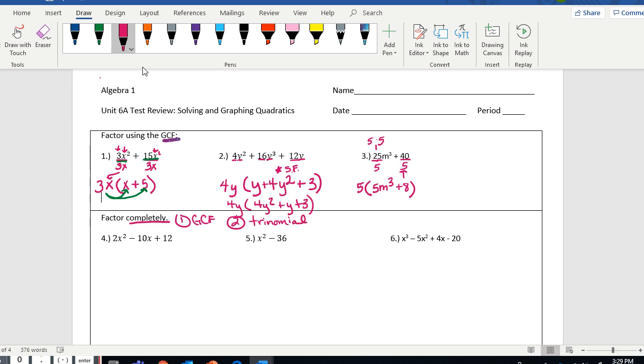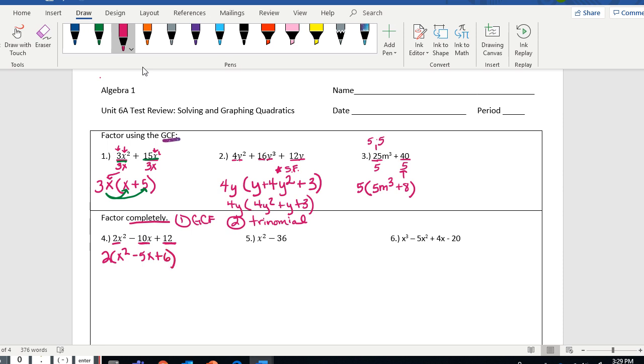Okay, so first of all, is there a GCF here? 2 is my smallest number, and it will go into 10, and it will go into 12. So I'm going to pull out a GCF. x squared minus 5x plus 6.